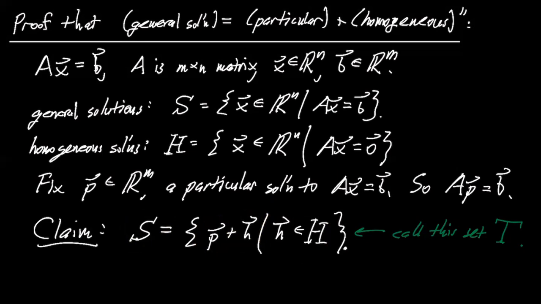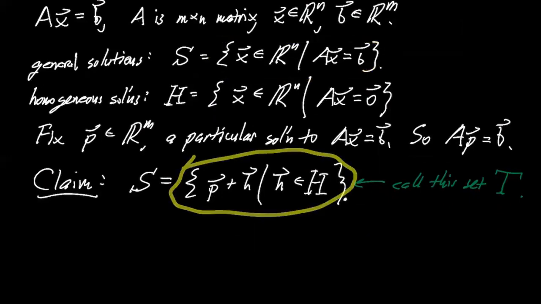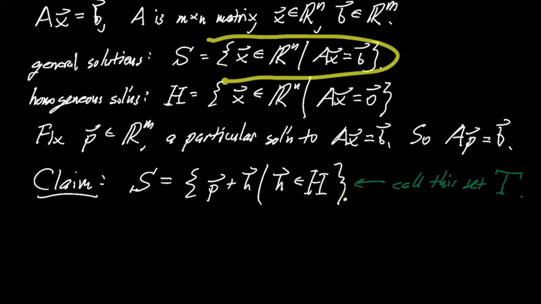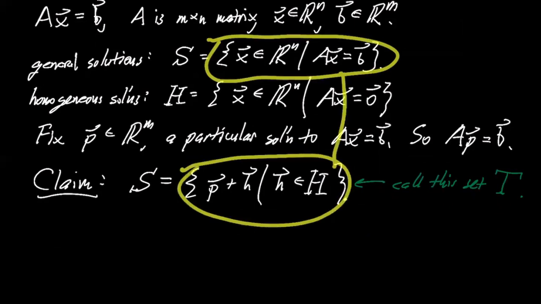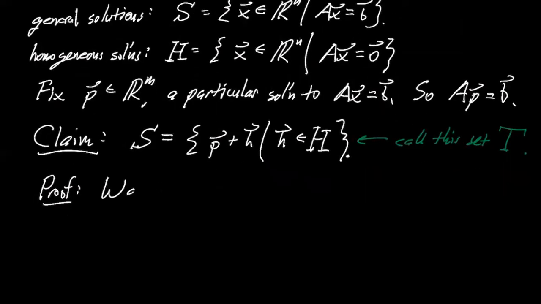And so the question is, how do we prove that? How do we really formally prove that? We have these two sets. We have this set, which is the definition of S, and we have this set. And I want to prove that they're the same set, right? I want to prove that this and this are the same. So the proof, we want to prove S equals T.